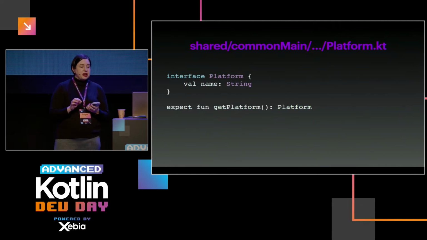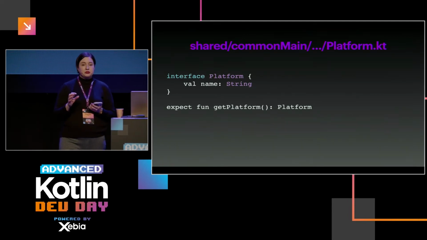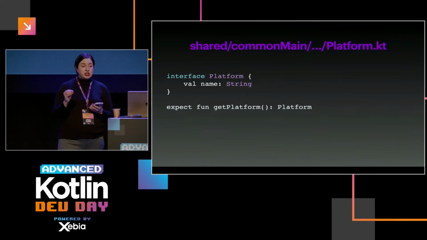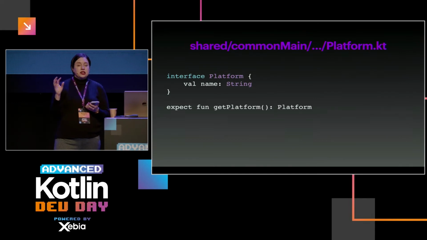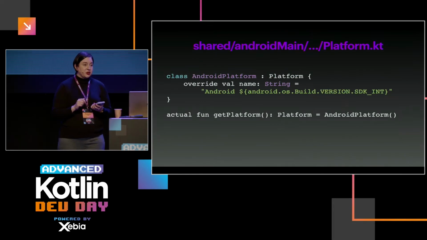If we look at common main's platform file next, we see that we're defining this interface called platform that just has a name property. And we have this getPlatform function that we just talked about in the previous slide. It returns something of a type platform, but there's no implementation. The reason it's okay to have that is that there's an expect keyword in front of it. Now, expect is a Kotlin keyword that tells us that the code that we're actually looking for is somewhere in the platform-specific functionality, that platform integration code. Where is that? Well, it's in Android main and iOS main.